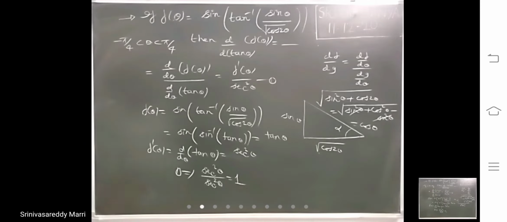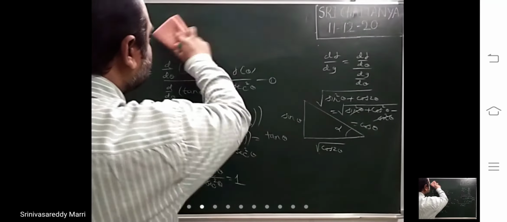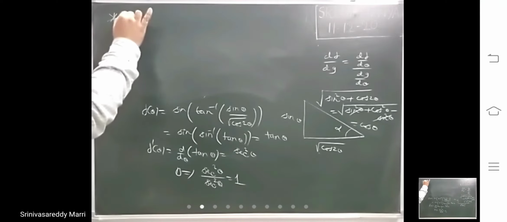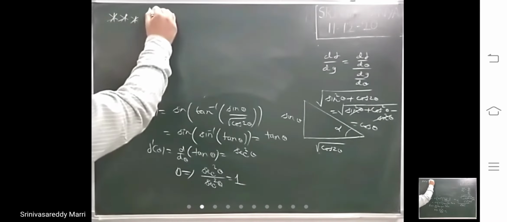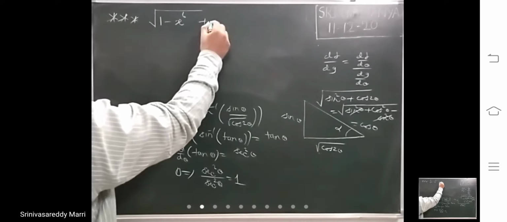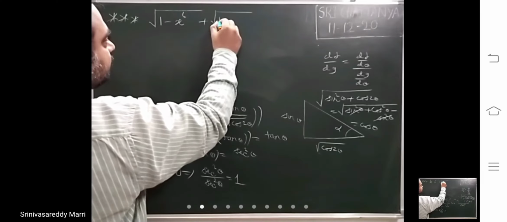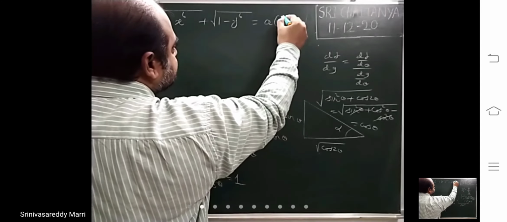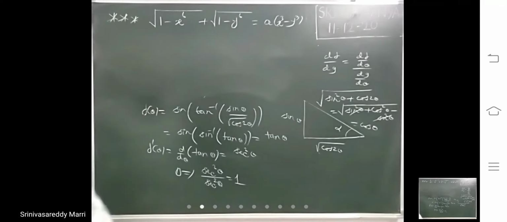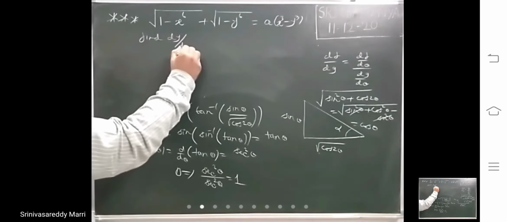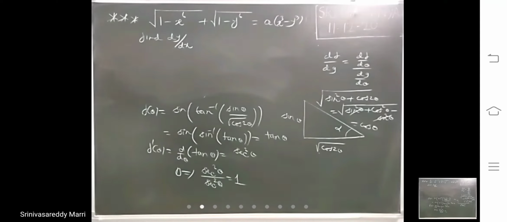Next model. Look, a very important model. From the examination point of view, a very important model. Look, suppose it is given like this: root of 1 minus x power 6 plus root of 1 minus y power 6 equal to a into x cube minus y cube. Find dy by dx. This is the question.